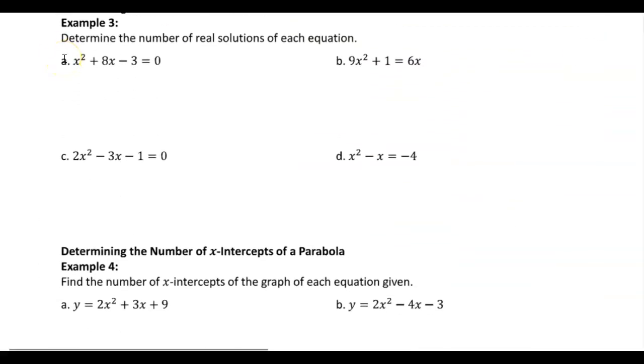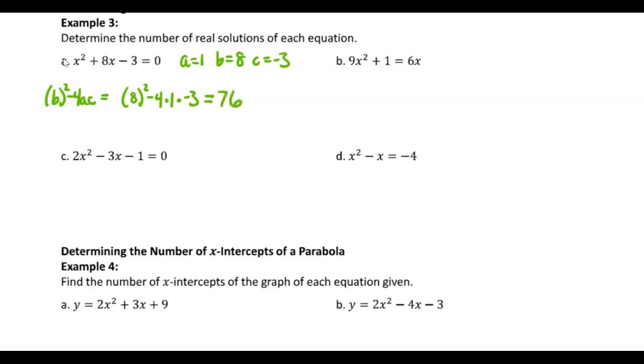So this does not want us to solve. This says determine how many solutions there are. So it has to be in standard form where it equals 0. This is in standard form. So our a value is 1, our b is 8, and our c is -3. So you don't do the whole quadratic formula. You just do the discriminant, the b squared minus 4ac. So we have 8 squared minus 4 times a times c. We type that into a calculator, and we get 76. Since that number is positive, it has two real solutions.